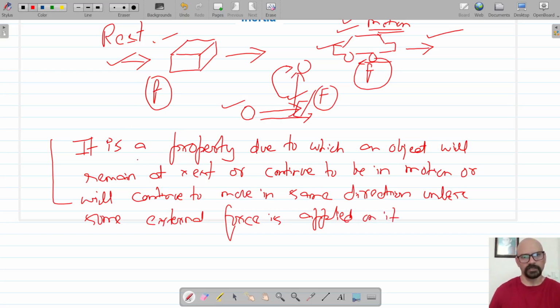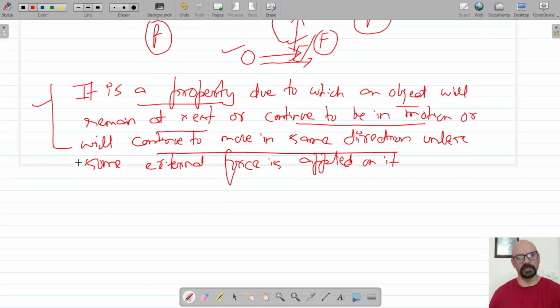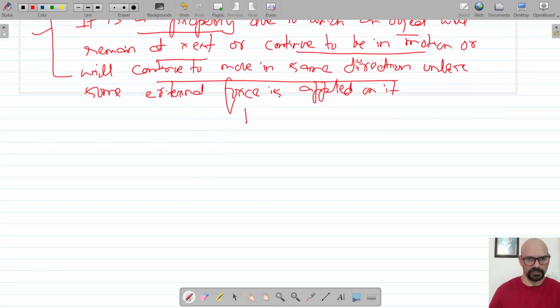So inertia is the property due to which an object will remain at rest or will continue to be in motion or will continue to move in the same direction unless and until some external force is applied on it. So this property of an object is called inertia, and we have three types of inertia.